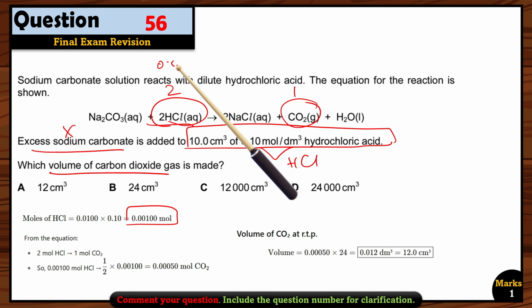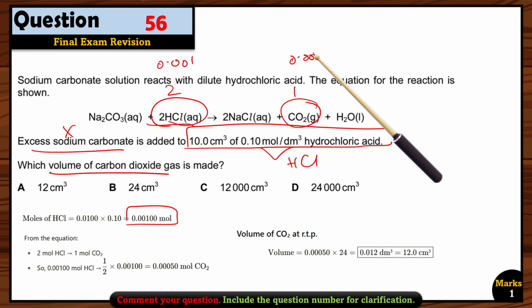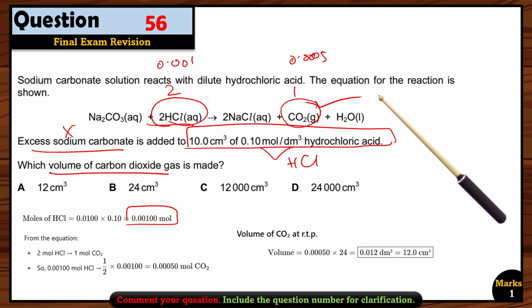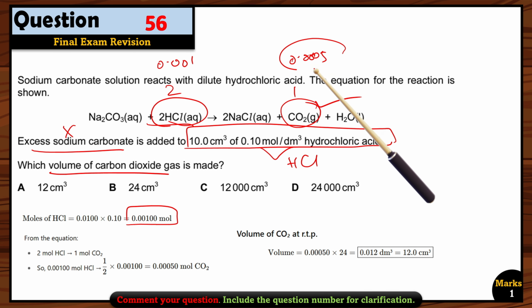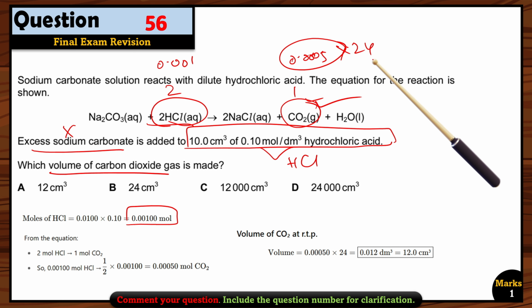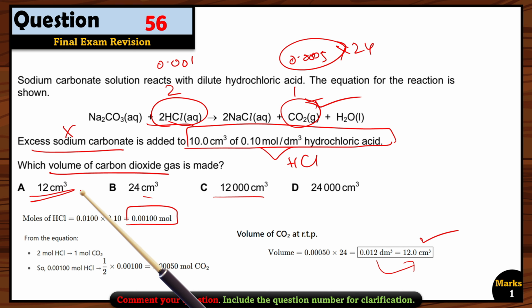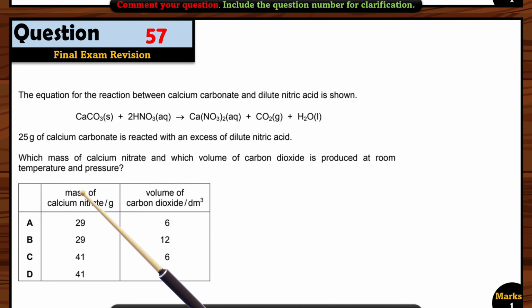So 0.001 will give you how much? 0.0005 of the carbon dioxide, right? So now you can easily find the volume of the carbon dioxide. Just multiply it with 24, right? And you will see that 12 centimeter cube is the answer, or 0.012 dm cube. So if you see your answers are in centimeter cube, you can just convert it and your answer is 12 centimeter cube. That is option A. So option A is the right option.